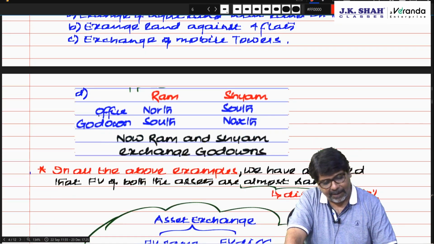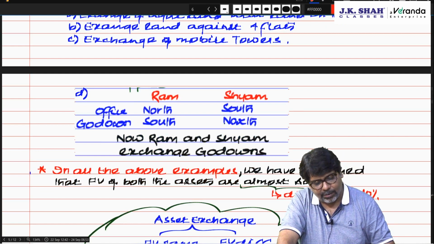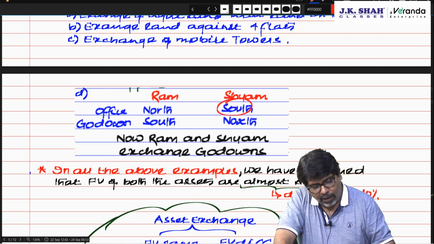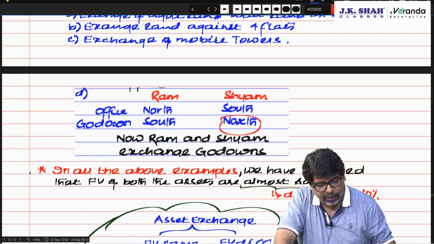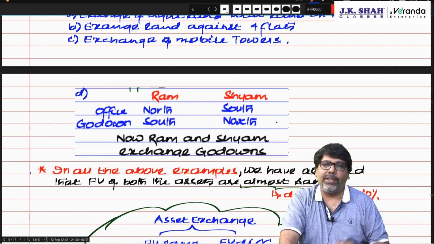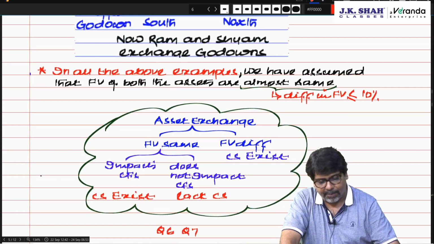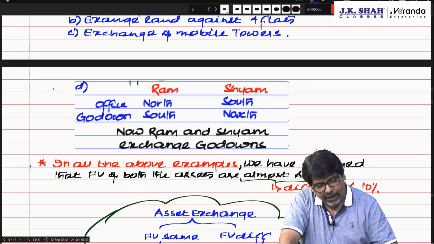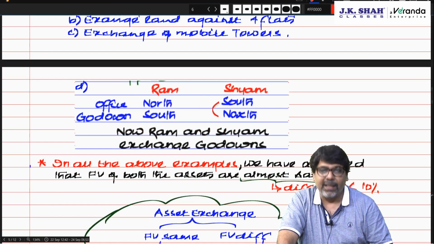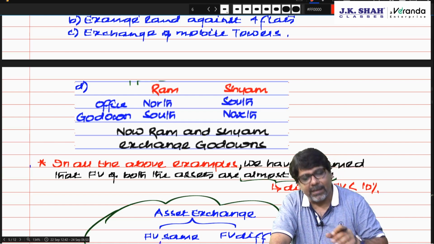Now this is an amazing example. Ram has an office in north and godown in south. Shyam has an office in south and godown in north. Office north, godown south. Office south, godown north. They interchange godowns. Don't you think they are going to save money? Now Ram and Shyam exchange godowns. Don't you think Ram and Shyam will save money because godown and office are nearby? So it will impact the cash flows of the entity. Yes, that means commercial substance exists.